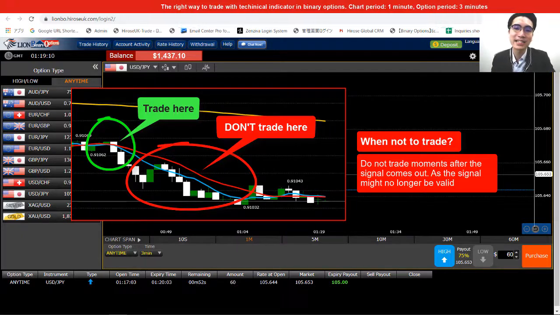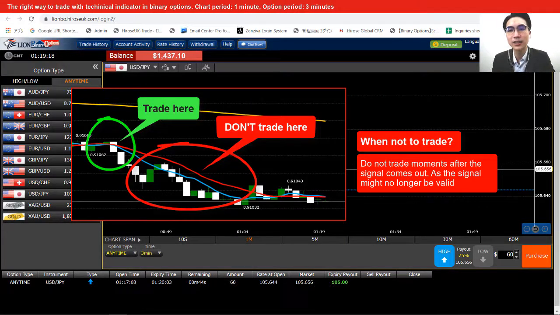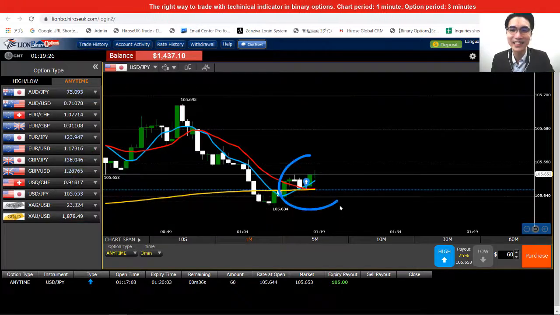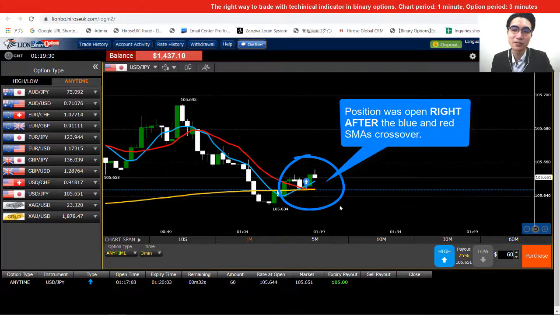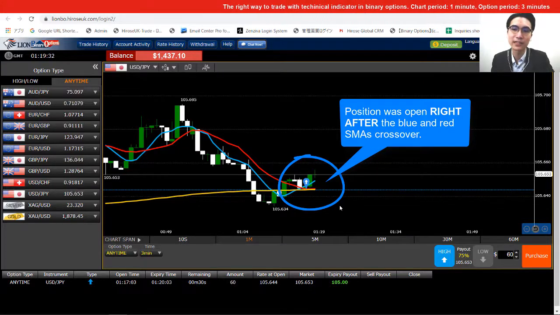That's actually one of the biggest questions from beginners. Again, the timing for you to trade is right after the indicator gives out the signal. Here, the two simple moving averages crossover, and I place a trade right after the crossover, and that's how I trade binary options.